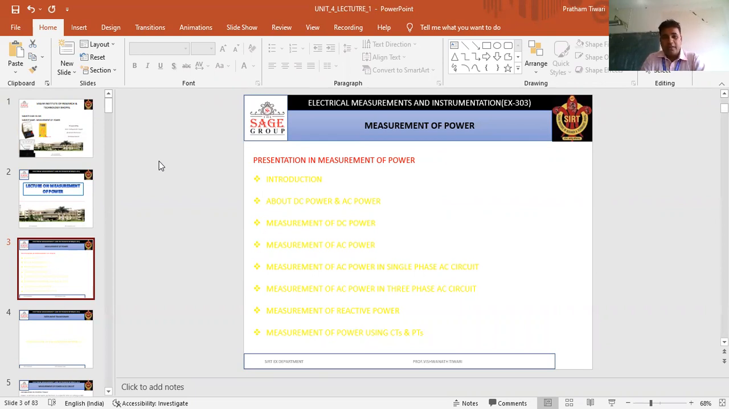Number one, introduction. Number two, about DC power and AC power, measurement of DC power, measurement of AC power, measurement of AC power in a single phase AC circuit, measurement of AC power in a three phase circuit, measurement of reactive power, measurement of power using CTs and PTs. But in this chapter, we will discuss the introduction of AC and DC power measurement, about DC power and AC power, measurement of DC power and measurement of AC power.